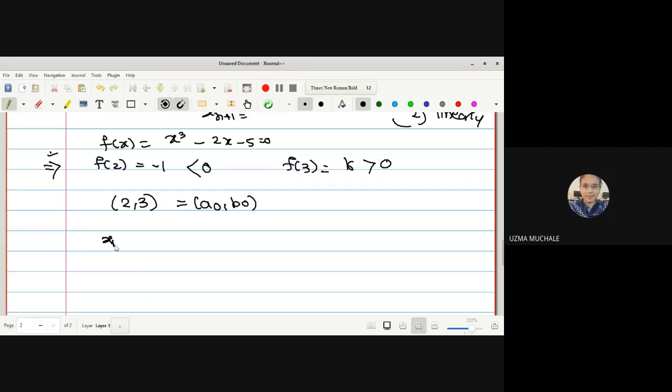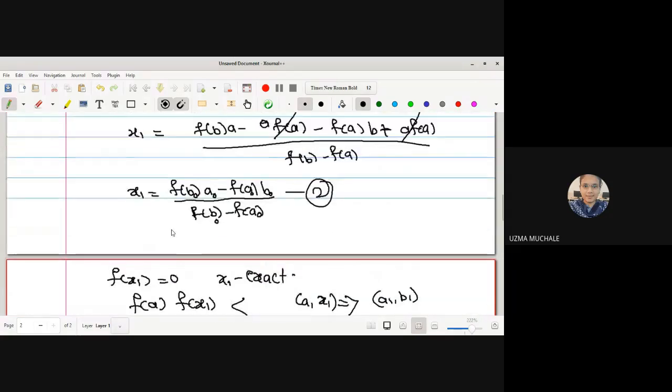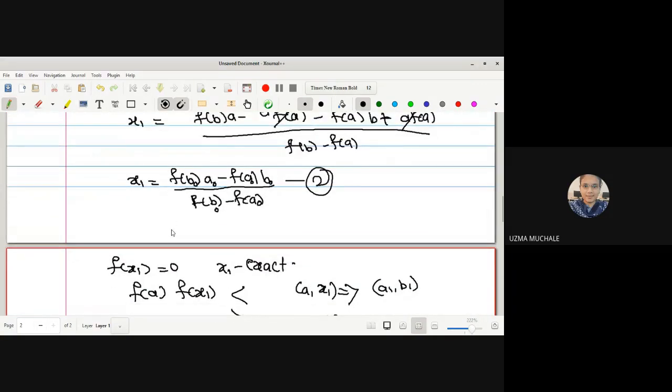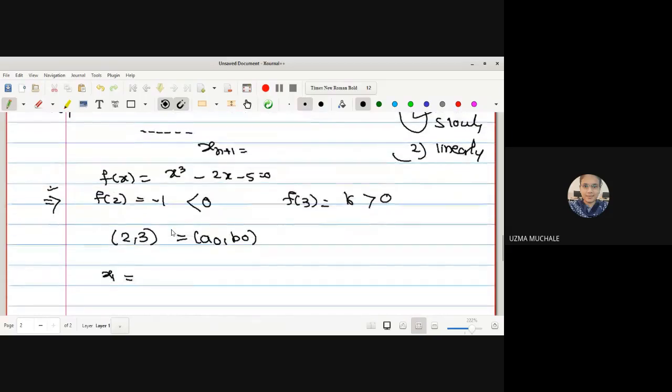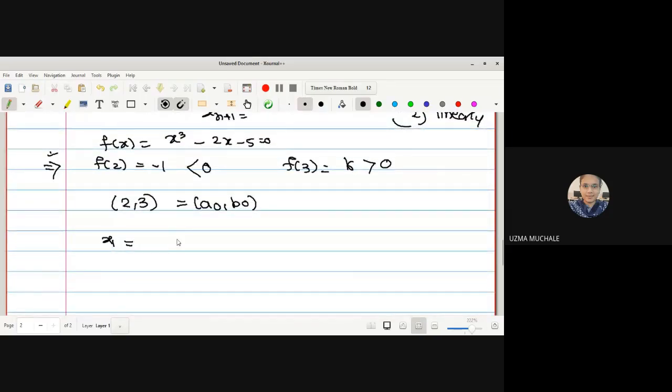Now let us go for x1. What is the formula for x1 we have found? It is A naught f of B naught minus B naught f of A naught, divided by f of B naught minus f of A naught. So first we can write the denominator as f of B naught minus f of A naught. Here it is also the same, f of B naught minus f of A naught. It is easy for remembering. And then here, as f of B naught is there, you have to multiply by A naught. F of A naught is there, multiply by B naught. An easy way to remember the formula.